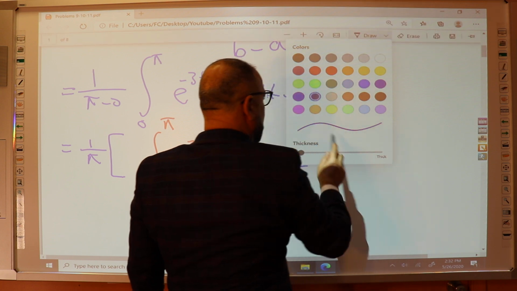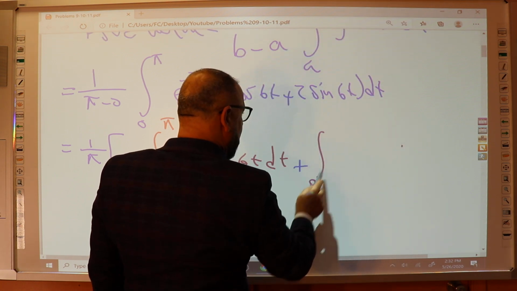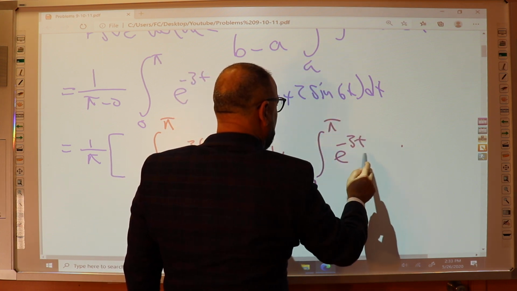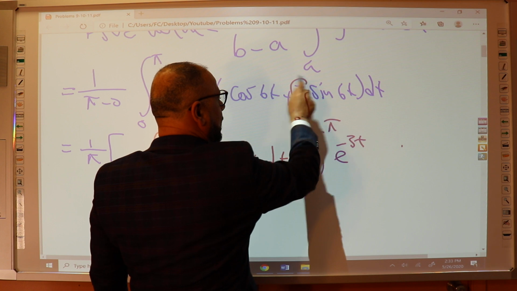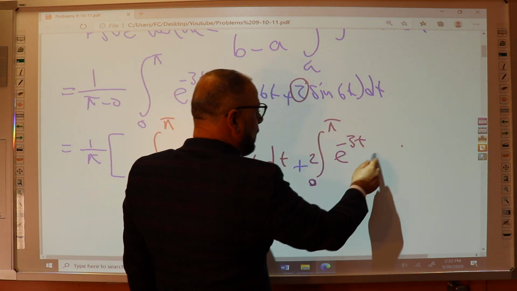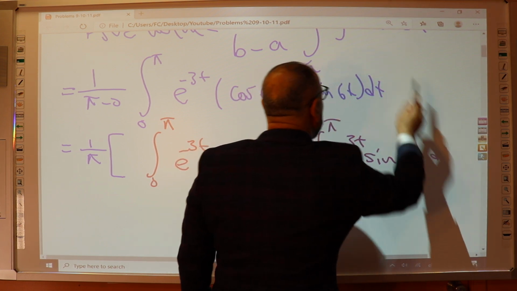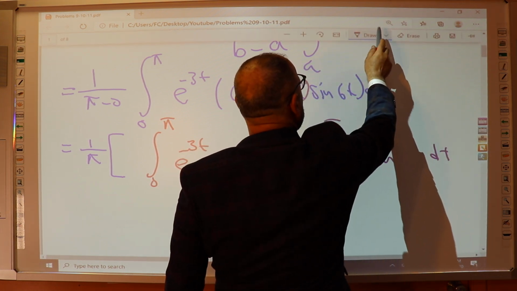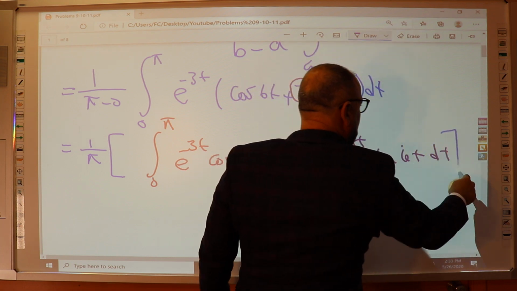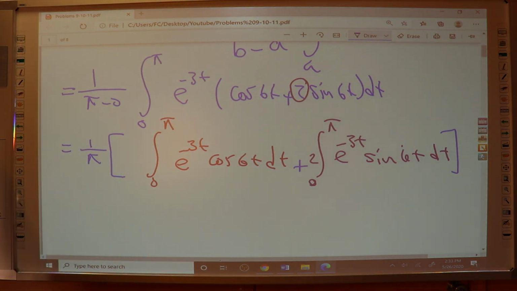Okay, this color: integration from 0 to pi of e to the negative 3t. Look here, we have 2 here, guys. I can take the 2 out of my integration. Sine 6t dt. Okay, then after that we will take each one separately. Let us take the red one here.